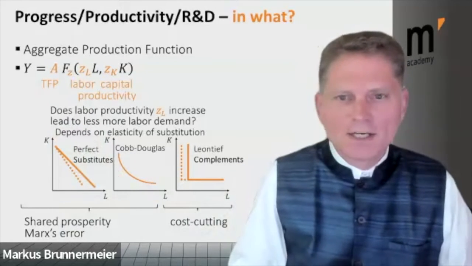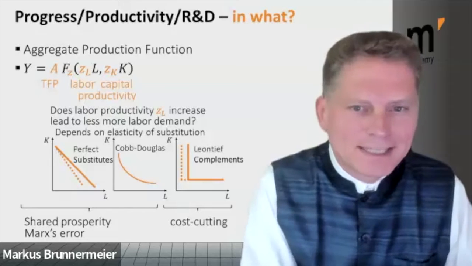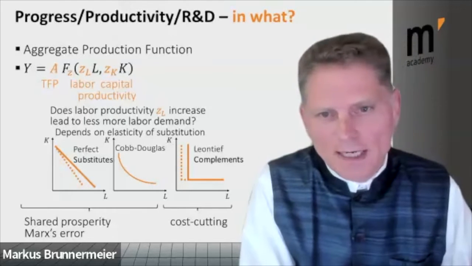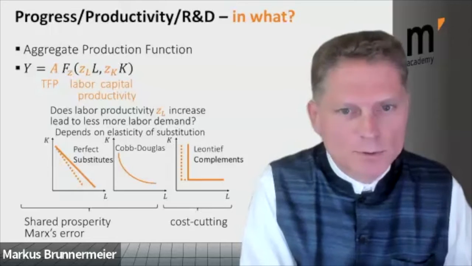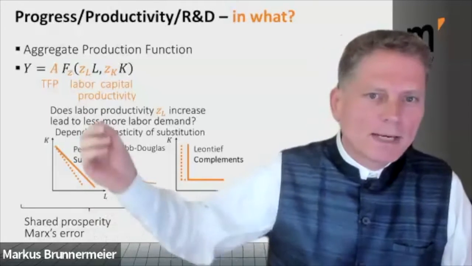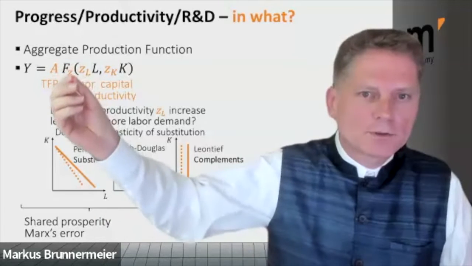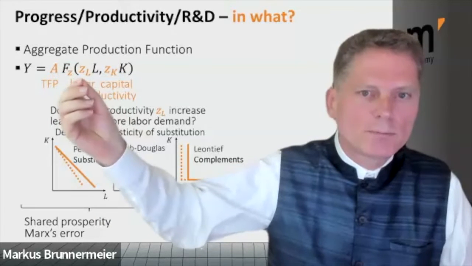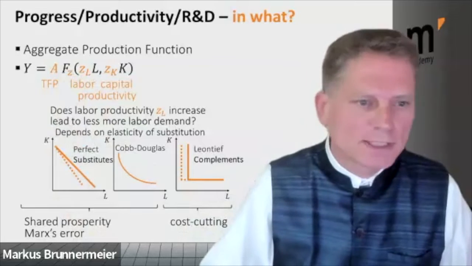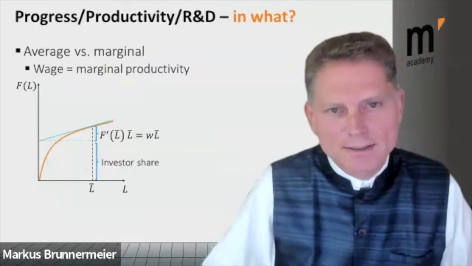In a sense, Marx always thought that with technological progress capitalism would ruin itself, and it was his error, essentially, that the prosperity was also shared with the rest of society. Now, what really matters is the production function and the elasticity of substitution between the two inputs, but the curvature of the production function also matters a lot. So I have another little figure to illustrate that.